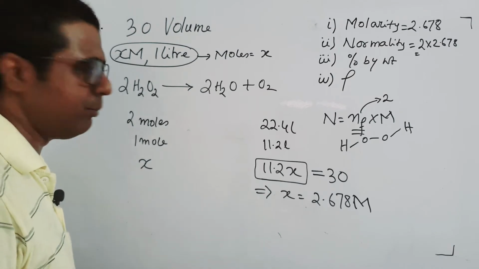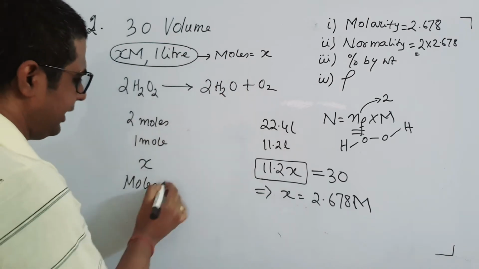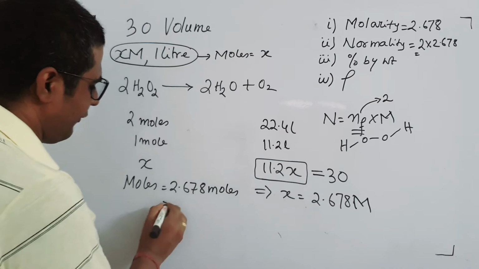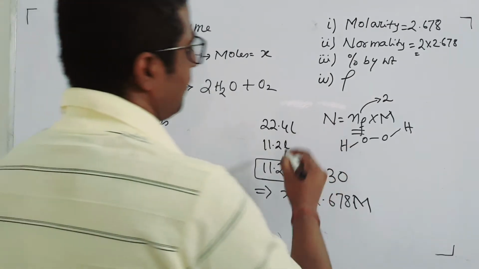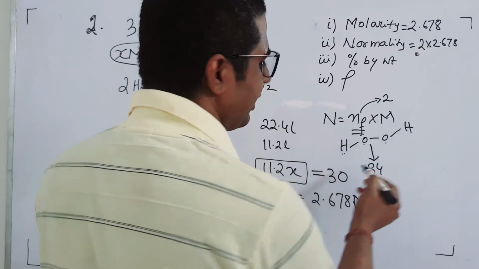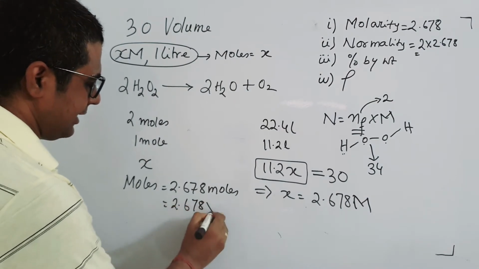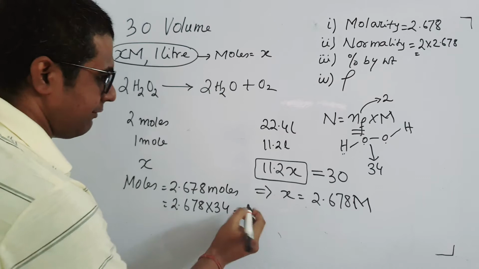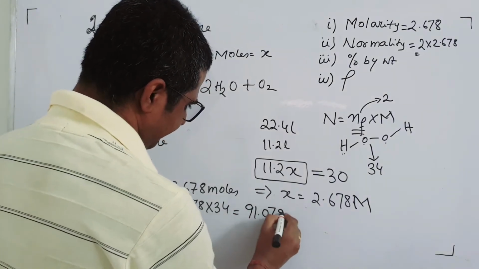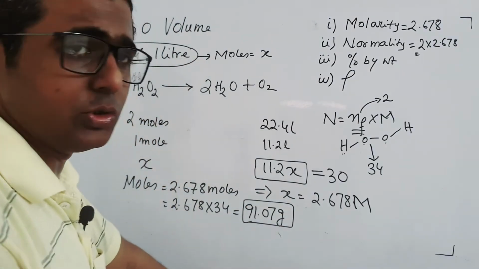Can you calculate number of moles? Yes, definitely. Moles will be x into 1 liter, so 2.678 moles. Can you calculate the weight from moles? Yes, the molecular weight of this is 34 gram: 1, 16, 16, 1, 17 into 2, 34 grams. So 2.678 into 34, whatever be the answer. I think it is 91.07 gram. So 91.07 gram is there in the H2O2 solution.